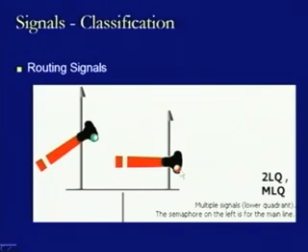So, that is how the routing signals in the case of movable arm system also work, and the previous one was the condition where the lights were used.